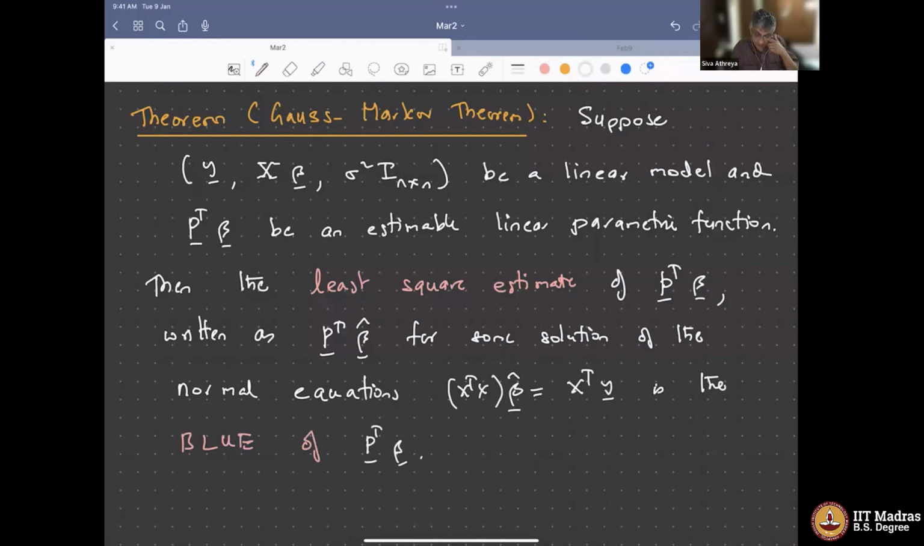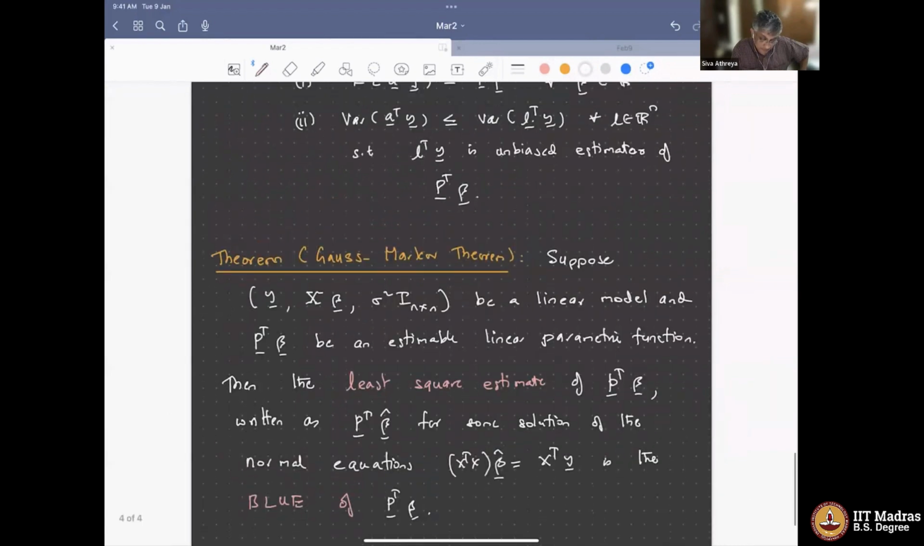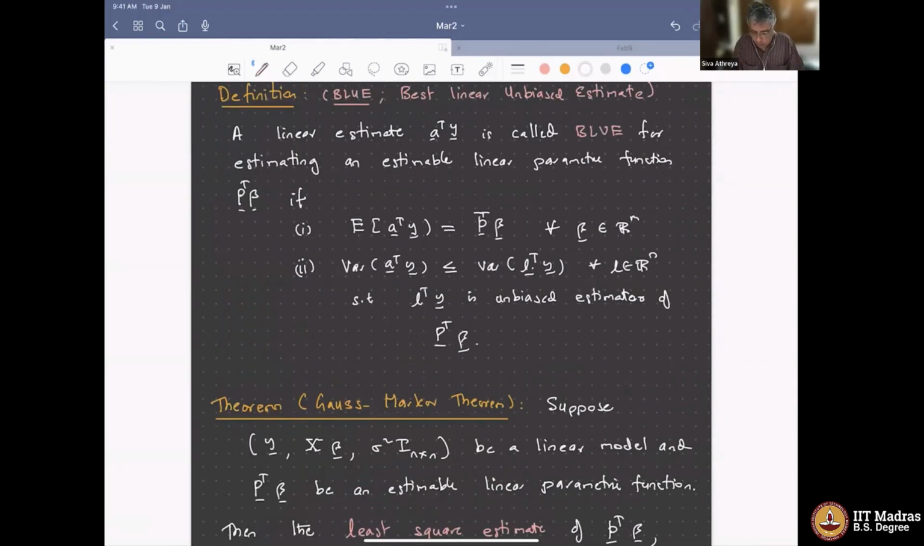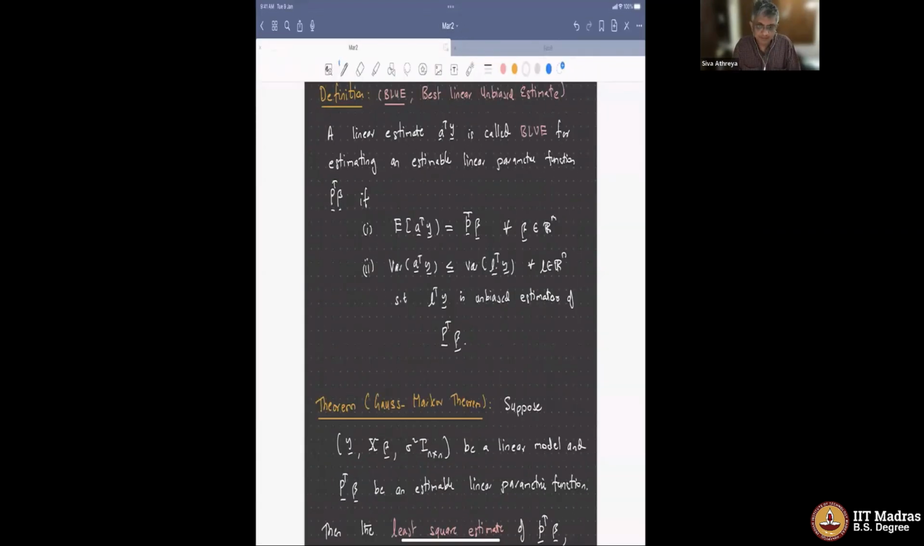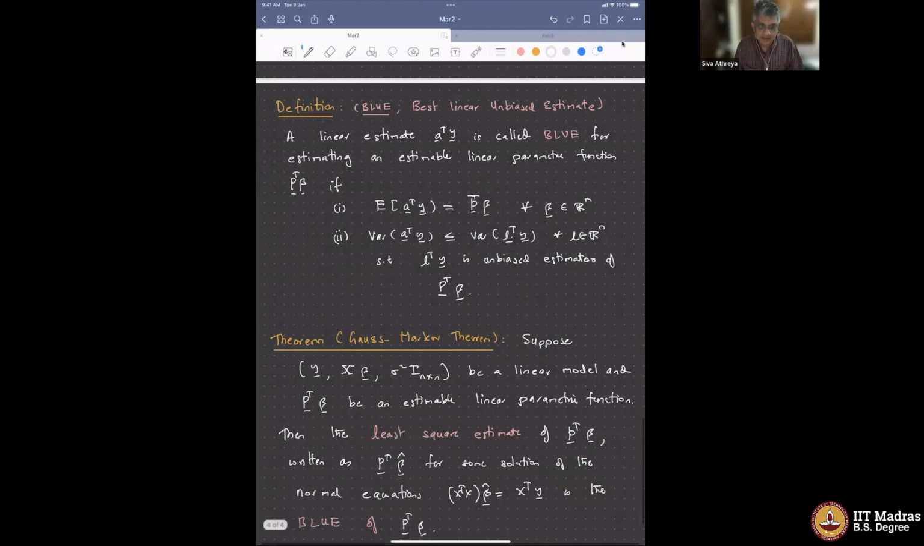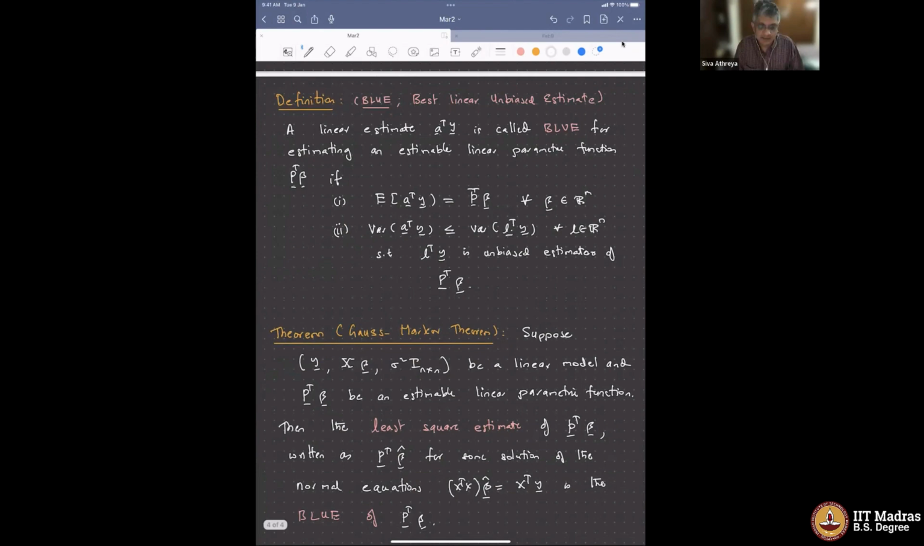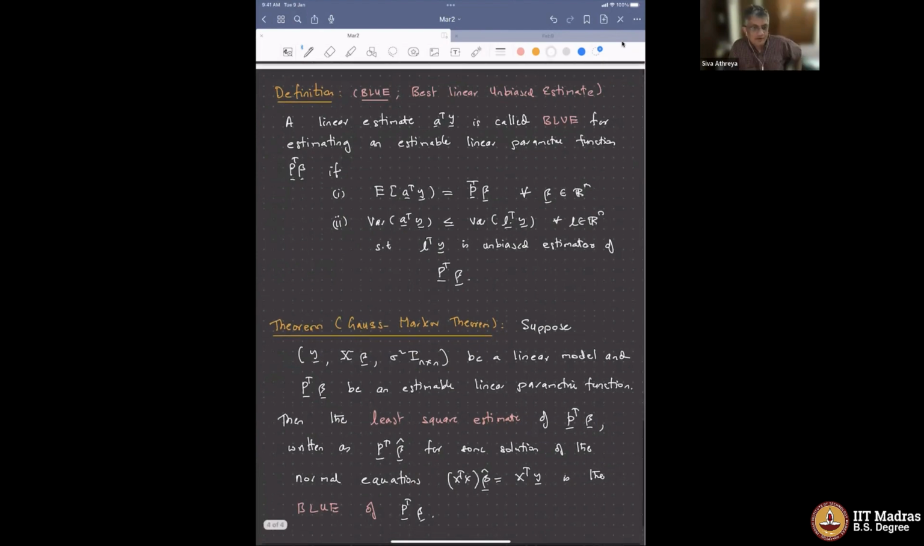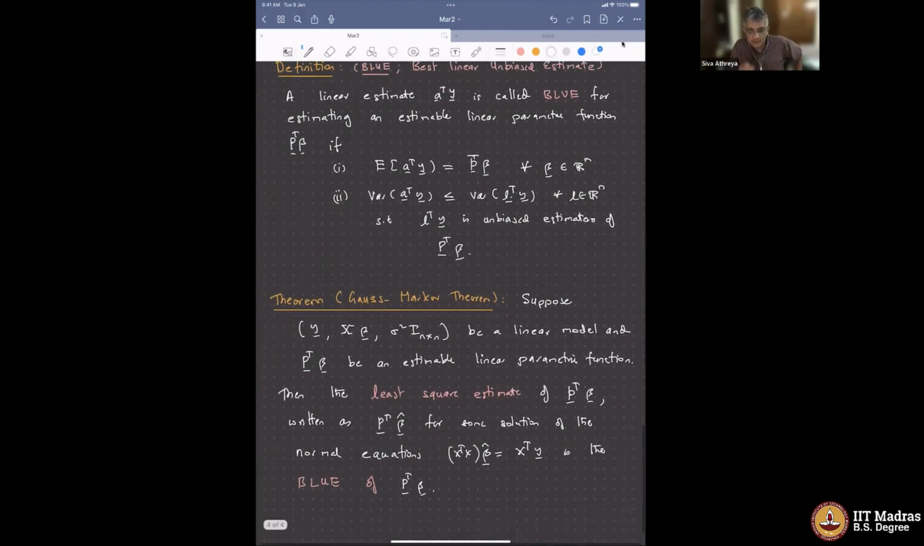That means you can't do better. So what's a BLUE? A BLUE is one that minimizes the variance among all linear unbiased estimators. And what the theorem is telling you is that to find the BLUE, all you have to do is find the least square estimate, as long as P transpose beta is estimable. This is the first thing we will prove this week, and then we'll do some consequences of this.